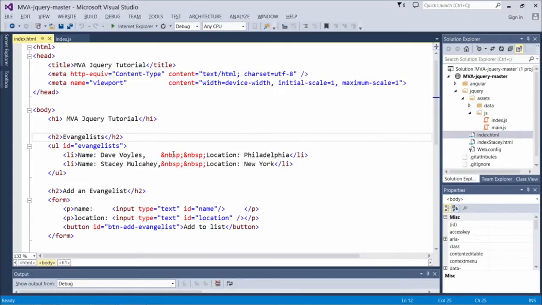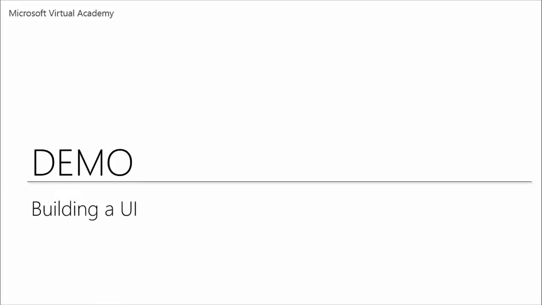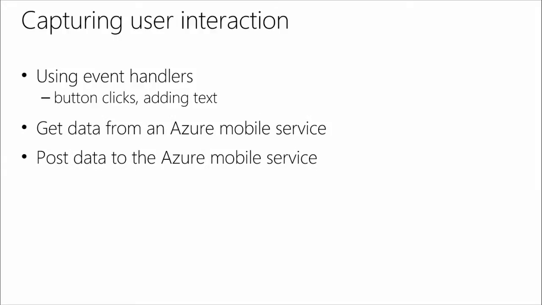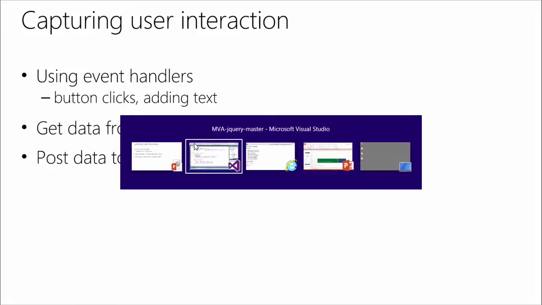So let's take a look at this. Our first thing we had to cover was input field for new entries, button to get or post requests. Okay, building UI. We just went over that very briefly. And now capturing user interaction. Okay, so for user interaction, we are going to use event handlers. So I want to do things like button clicks. When I click on that button to then post new data, how does it actually happen? I need to get data from our Azure mobile service, or I need to post data to our mobile service using event handlers. Well, let's take a look at how we put together both of these.